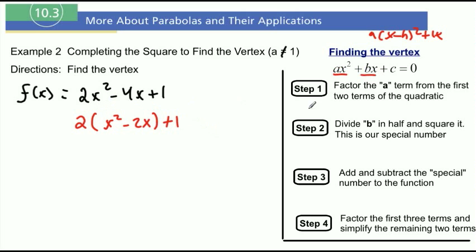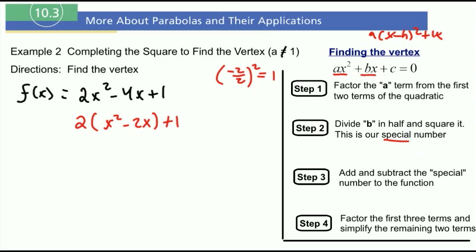Okay? So all I've done is step 1. I factored out my a term. Now we do step 2. Take b, cut it in half, square it, and that's our special number. So we're going to take b, divide it by 2, and square it. So negative 2, cut in half, is negative 1. Negative 1 squared is 1. So that's called our special number. Now, what do we do with the special number? We're going to add it and subtract it.